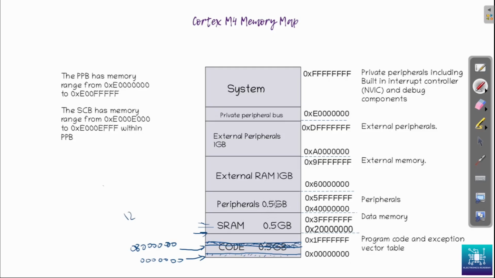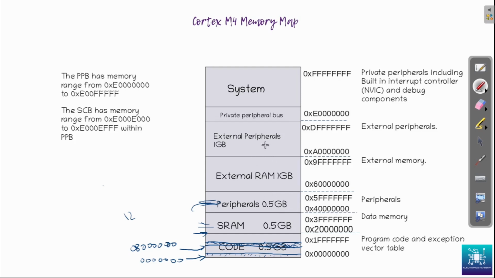Then you have the peripherals, again 0.5 GB. Not all 0.5 GB is going to be used. It is just a small fraction of this. And then of course these peripheral addresses could be different for different controllers and from different vendors and so on. But most of their addresses will start from 4.